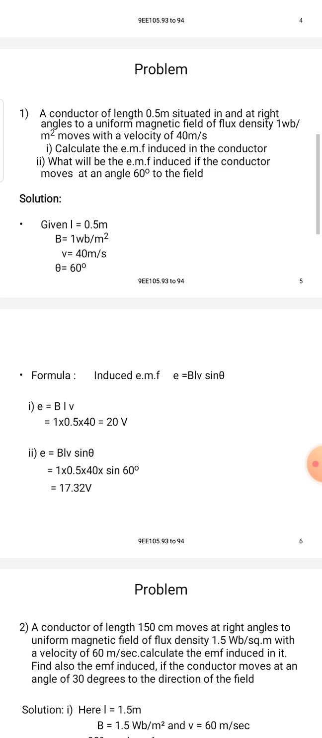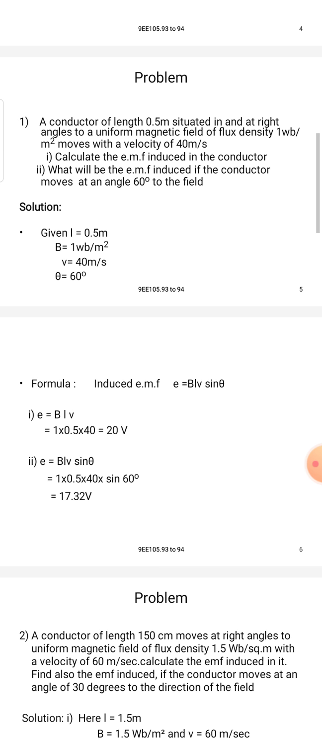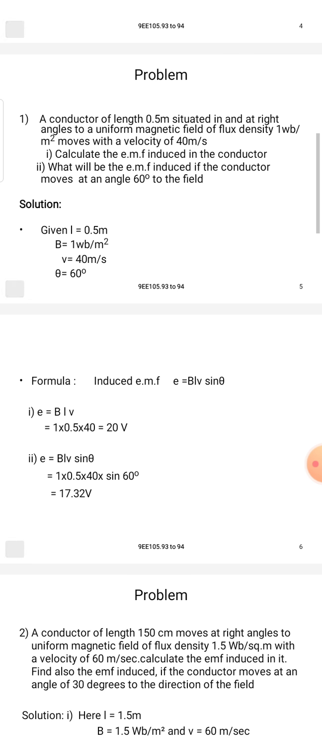The length of the conductor is represented by the letter L, and L is equal to 0.5 meters. The flux density is represented by the letter B, and B is equal to 1 Weber per meter square.